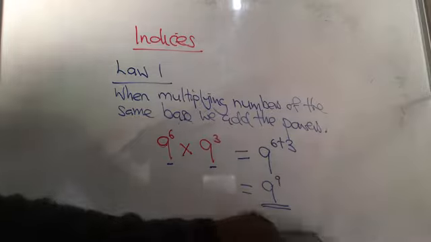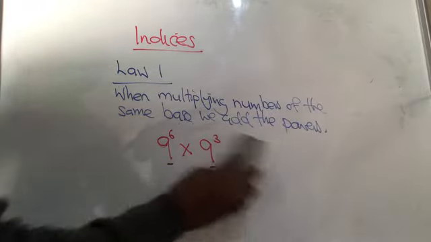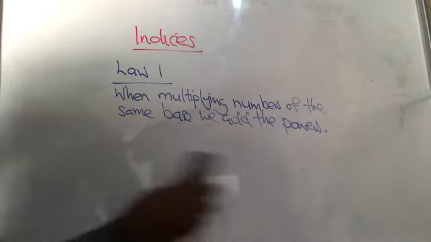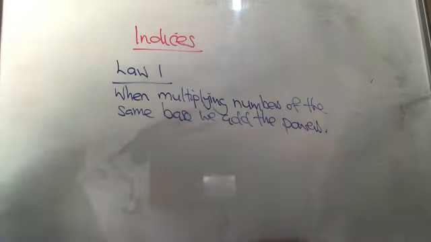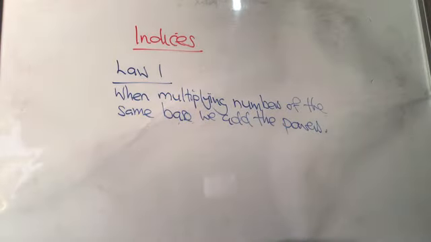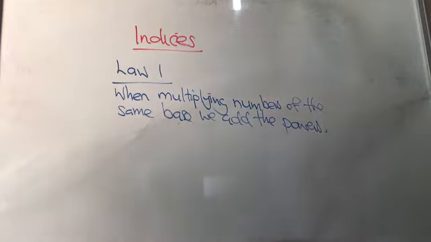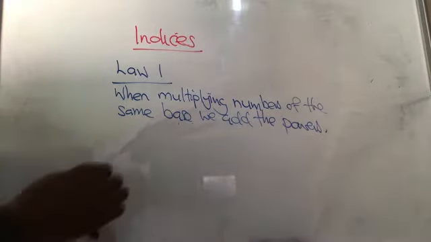Let me show you another example, maybe without using numbers. Let's use unknowns. We know in algebra we have what we call unknowns, and unknowns are simply letters of the alphabet which represent numbers. What about if you are given m to the power of 5?